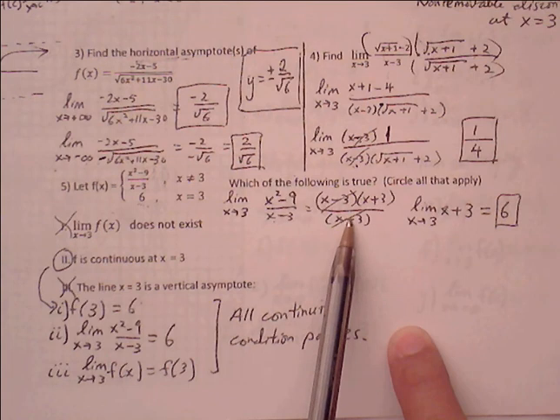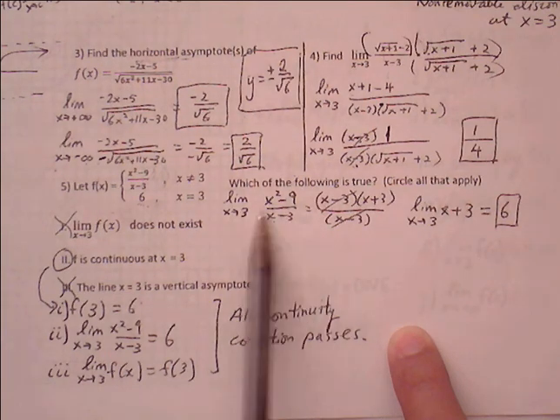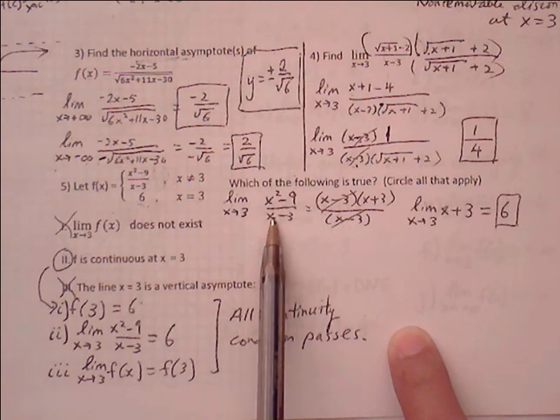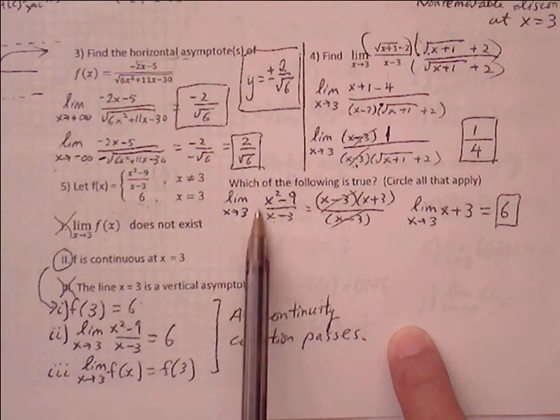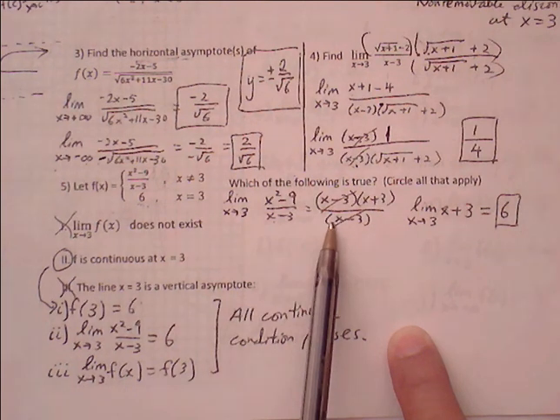A vertical asymptote would be where, if we see this x minus 3 and it doesn't cancel out or match up with the numerator, then we can say that there's a vertical asymptote. But here, if the denominator factor cancels out, that will be a hole in the graph.